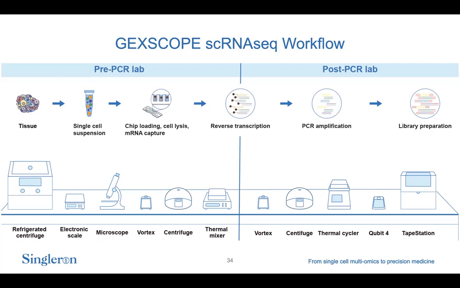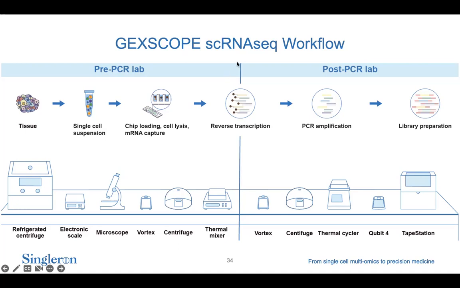So in this workflow here, I'm showing you a little bit more detail what happens as you prepare your single-cell sequencing NGS libraries. As we already mentioned, you start with the tissue, you create a single-cell suspension, you load the suspension onto our chip, and then you collect the beads with the mRNA, and you proceed with the reverse transcription. You amplify the cDNA that you obtained, and then you proceed with the library preparation.